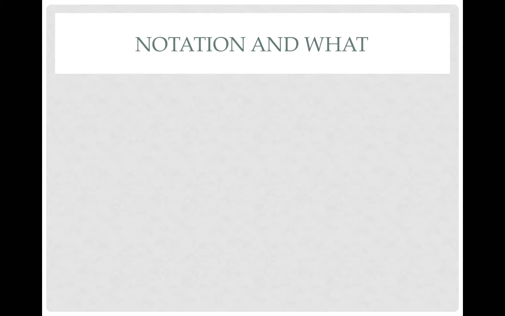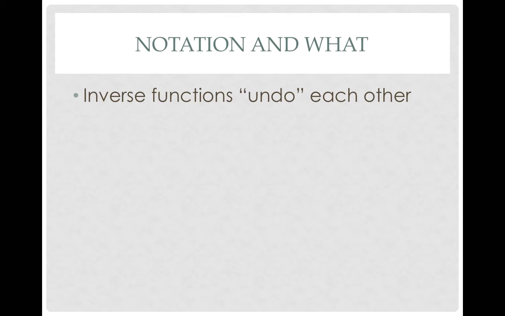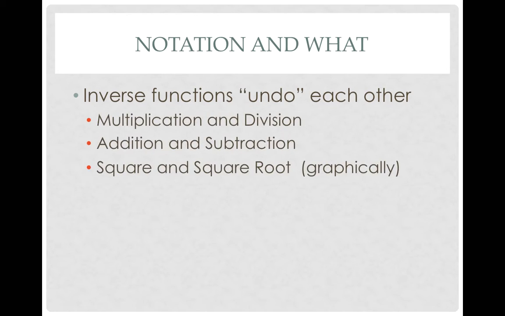There's a couple things as to what they are and what they look like mathematically. The first thing is an inverse function is something that undoes another function. In most of our algebraic cases, multiplication and division are inverse functions because they undo each other. Addition and subtraction are inverse operations because they undo each other. The square and the square root, they undo each other.